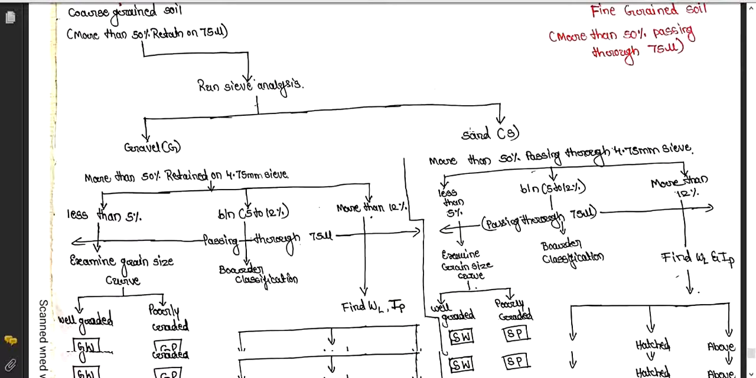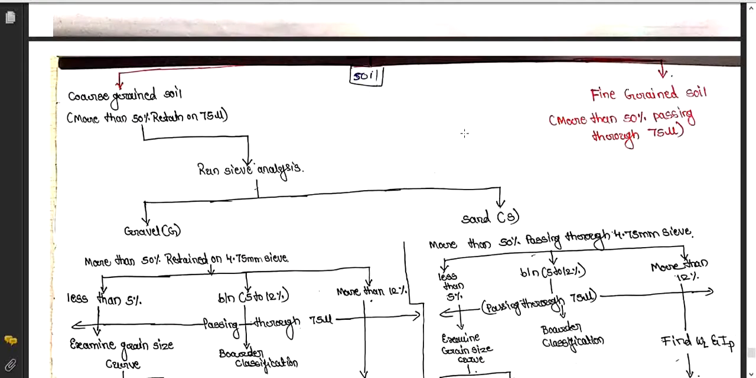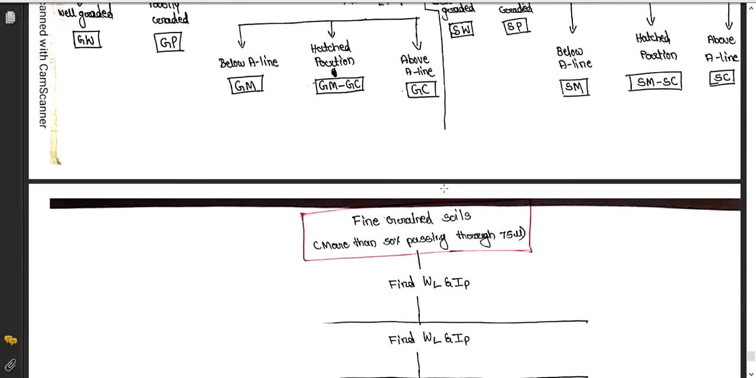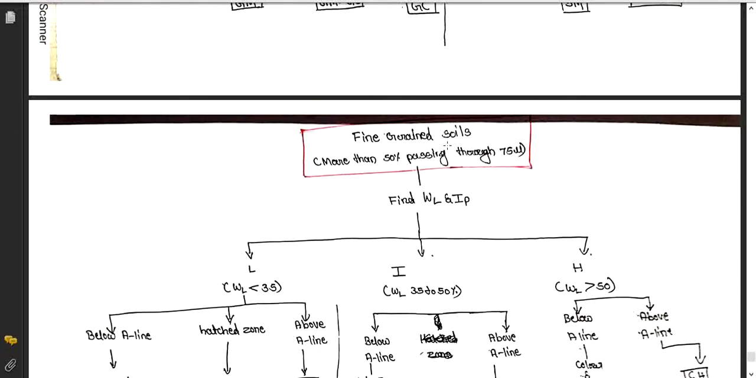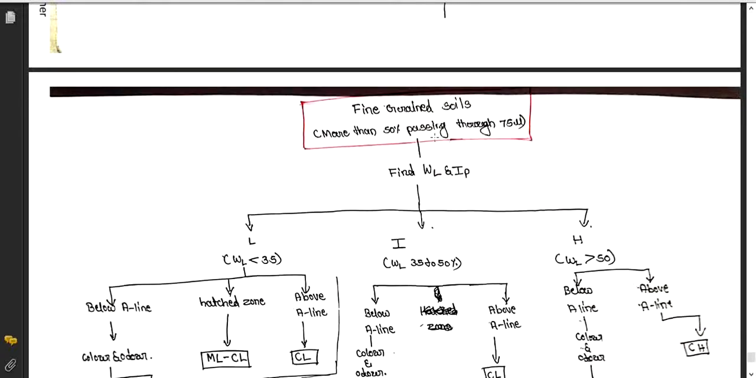In this there are two parts, and various parts are here, but first we are going to come here and study the fine grained soil. So in the first case we are studying fine grained soil classification. When more than 50% is passing through 75 micron, the soil is to be classified as fine grained soil. So directly, in the case of fine grained soil, that means more than 50% of soil is passing through 75 micron, we need to find out the liquid limit and plastic limit.